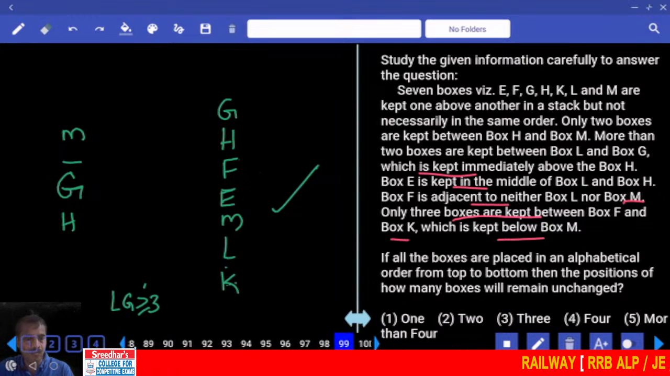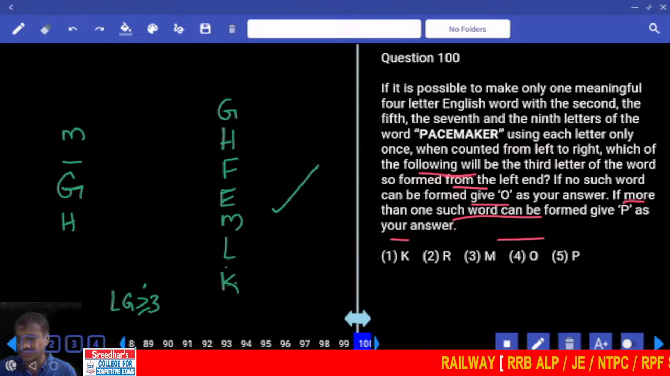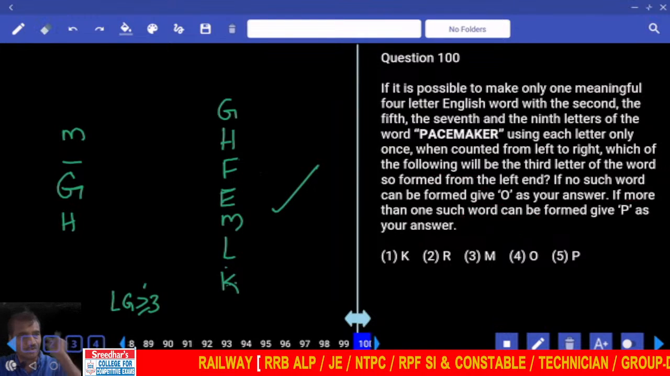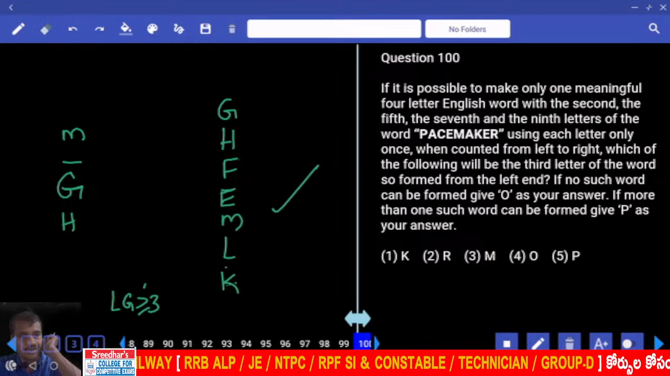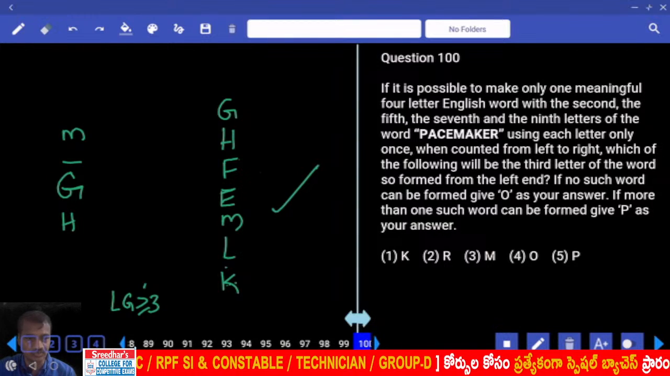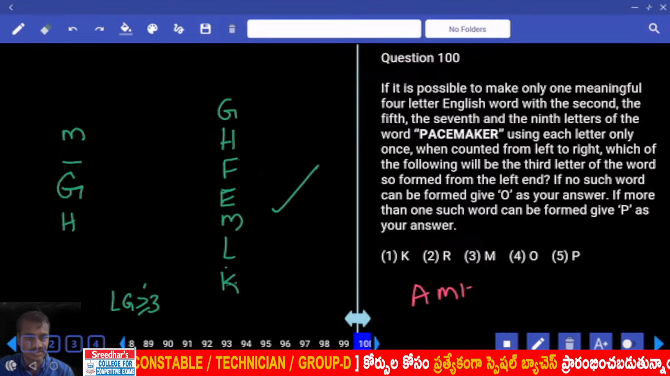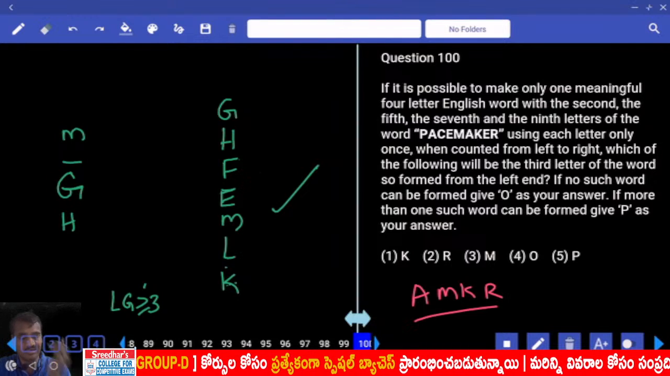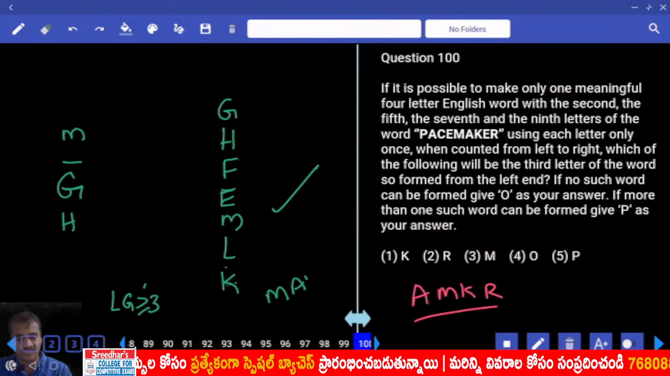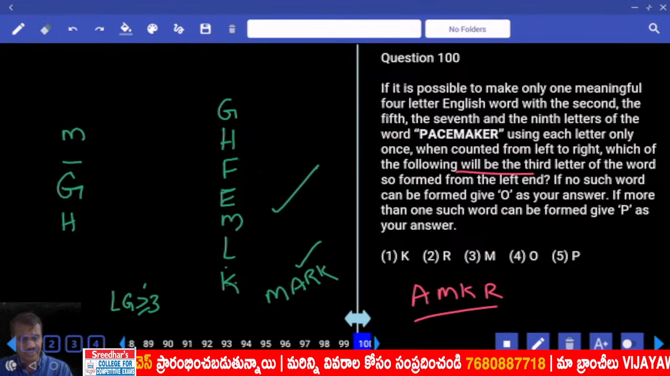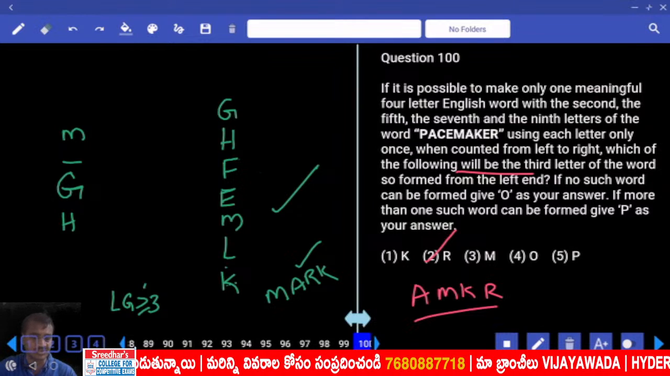95 to 99. Then coming to question number 100. Now in this 100, it is possible to make only one meaningful English word with the digits 2579. What are the letters we have? 2, 5, 7, 9 are A, M, K, R. With the help of this, what is the word that can be formed? Mark. Then which of the following will be the third letter? What is the third letter? R. R is given in the choice to question number 100.